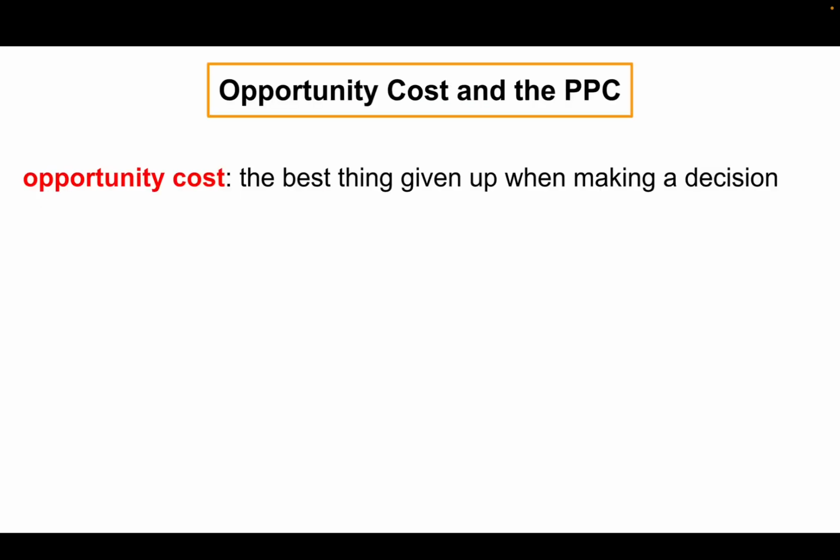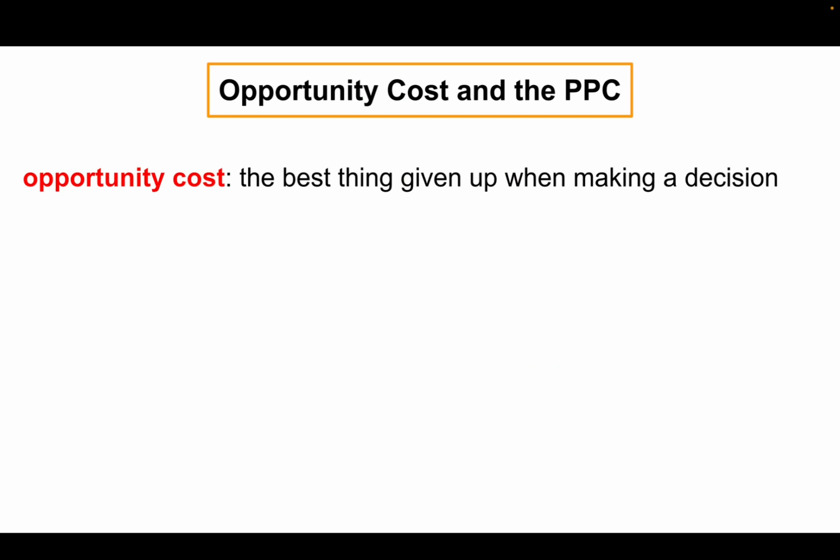So now let's move on to a really important term in economics that we can use in combination with the production possibilities curve, and it's called opportunity cost. Opportunity cost is the best thing given up when making a decision. That word best, you might circle it in your notes. It is the key to this definition.